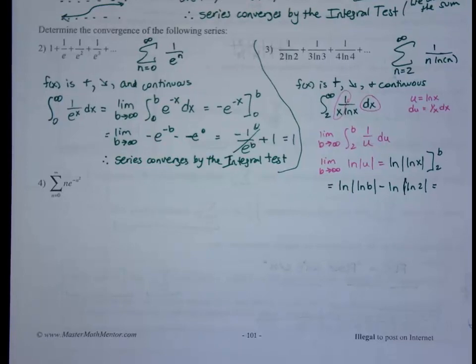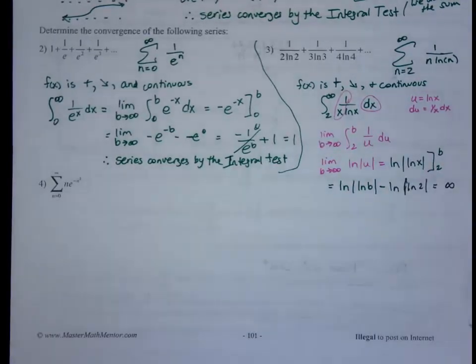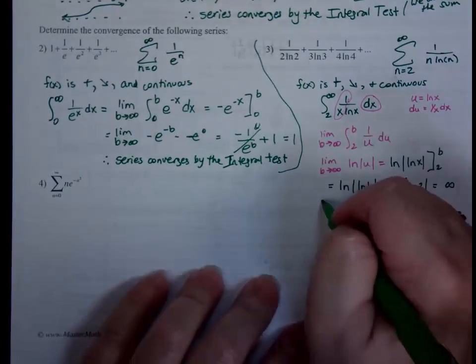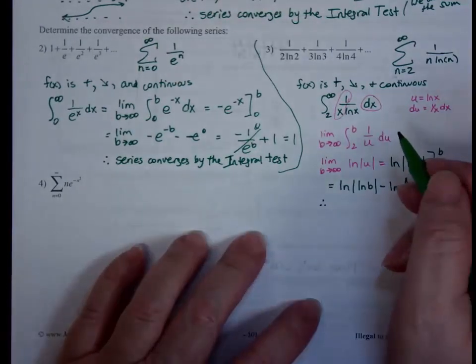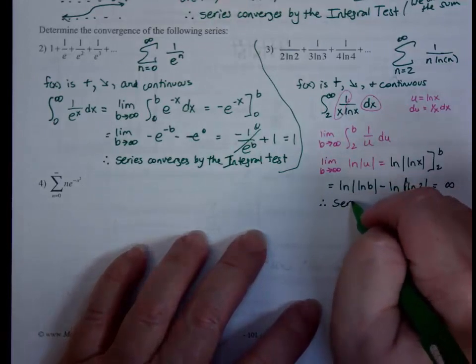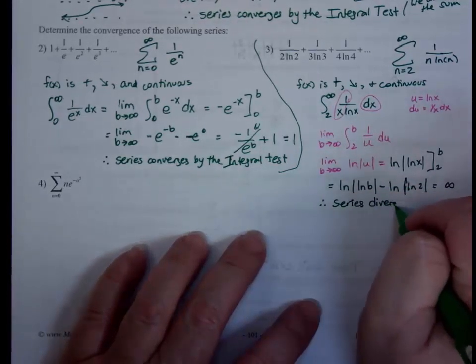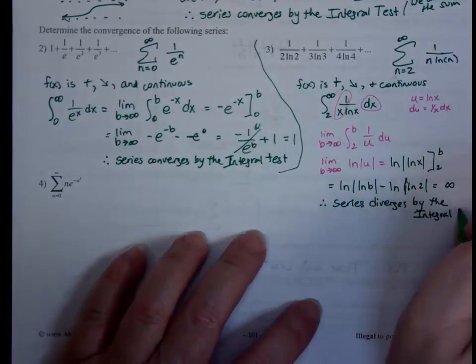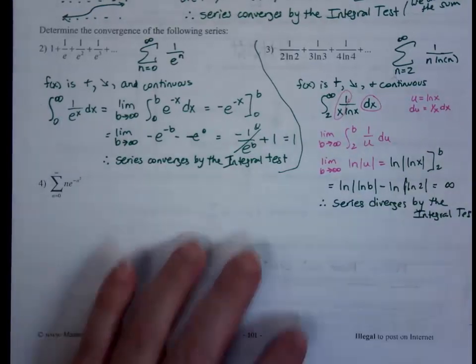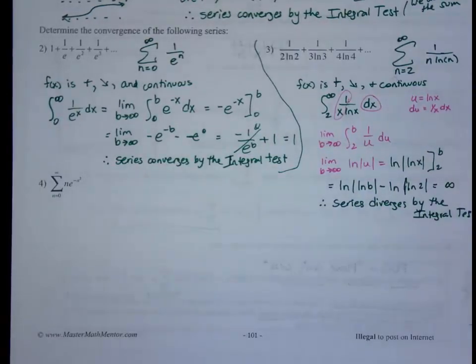The ln of b, the ln of infinity is going to infinity, and the ln of that is still going to infinity. So this answer is infinity. Doesn't matter what the ln of 2 is, it's still going to infinity. Okay, therefore, 3 dots in a triangle. What do I write? Series diverges by the integral test. Very good. Just get in that habit every time. Write it down.